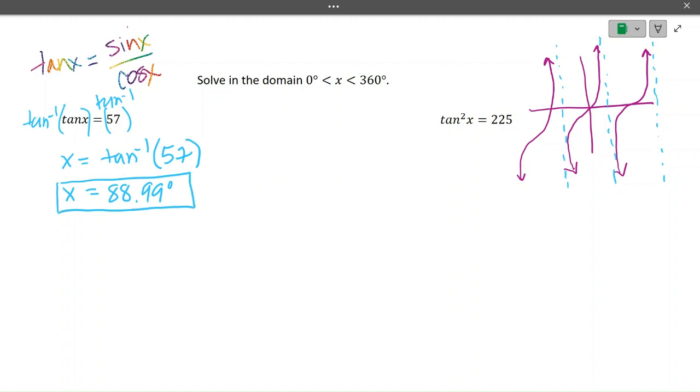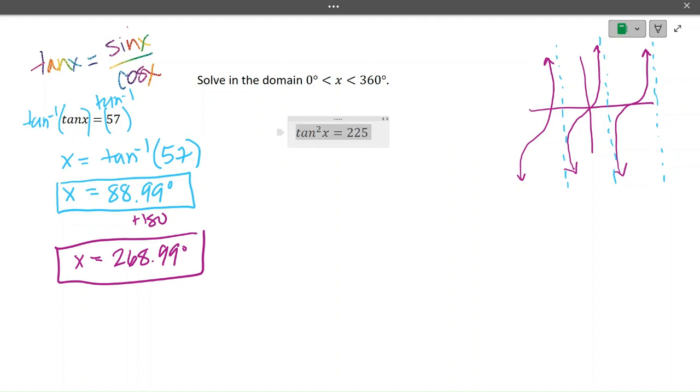But tangent repeats every 180 degrees, so I need to see if there's another value, which I know there's going to be because when I add 180 degrees here, I'm still within my domain of 0 to 360. When I do that, I get a value of 268.99 degrees. So this is another solution. If I add 180 again, I'm out of my domain. And if I go back to 88.99 and subtract 180 degrees, I'm out of my domain. So these are our two solutions.